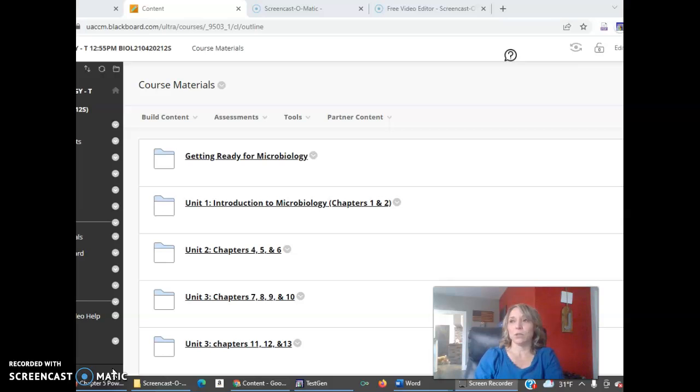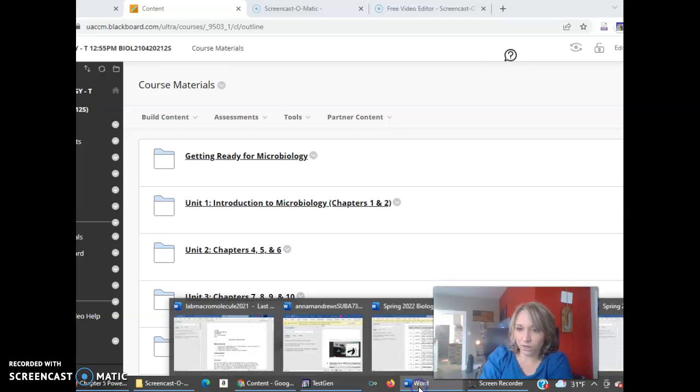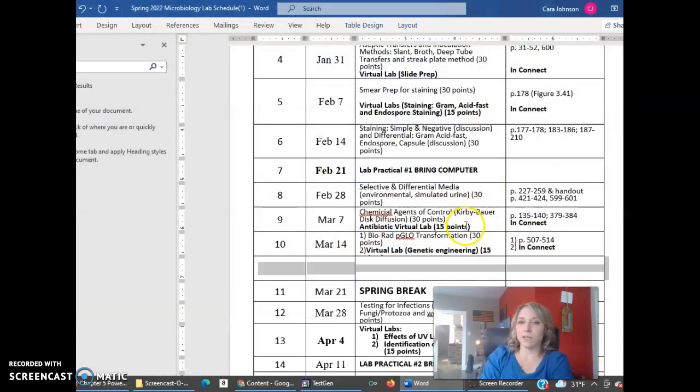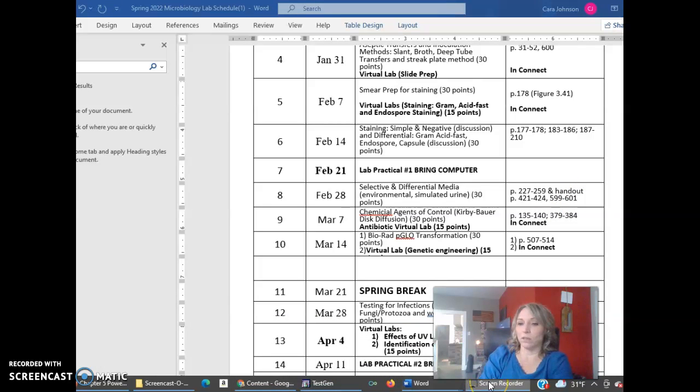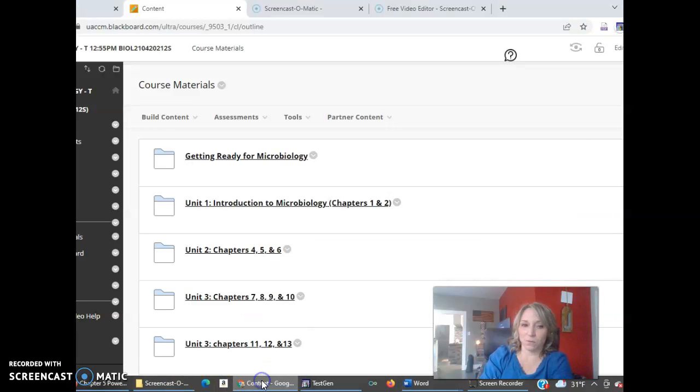Then next week on Tuesday, we can start on the next unit, which will be Unit 3, Chapter 7. And then on Thursday, we will do our scheduled lab, which is the Selective and Differential Media lab. The lab schedule in your syllabus folder has the page numbers you need, and there's also a handout in your course shell in Blackboard that you can use for that.